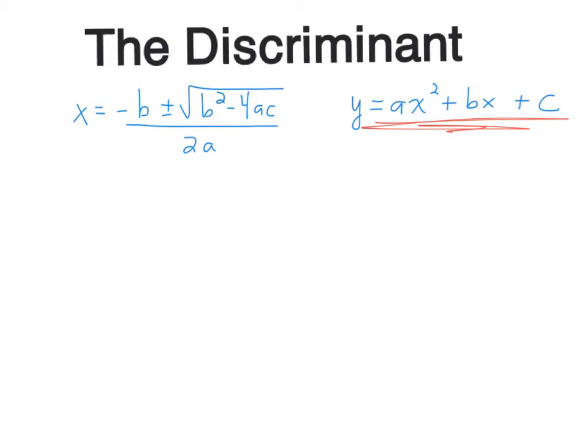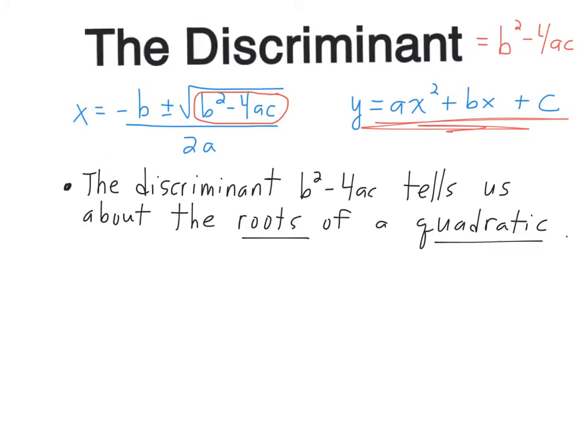So I want you to focus on what is underneath the square root. Okay, this b squared minus 4ac. This is what we call the discriminant. It tells us about the roots. So first and foremost, remember that it shows up in the quadratic formula underneath the square root. Okay, so let's jot down that in general, the discriminant is going to tell us about the roots. Okay, so it tells us about the roots of a quadratic.